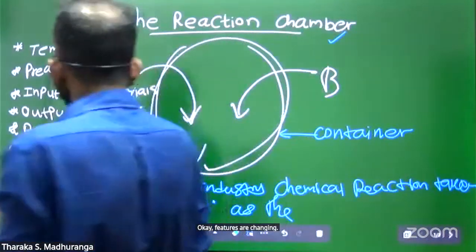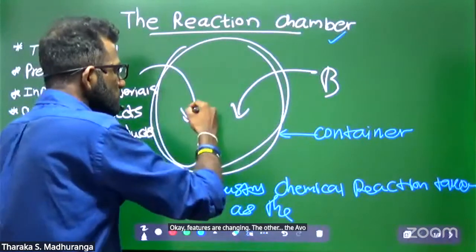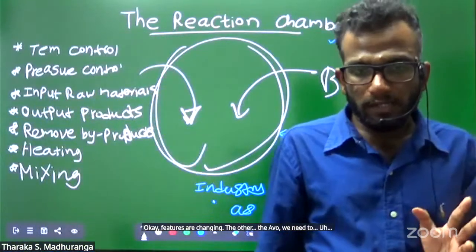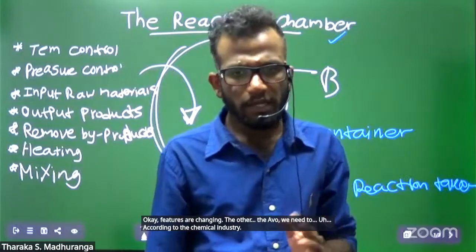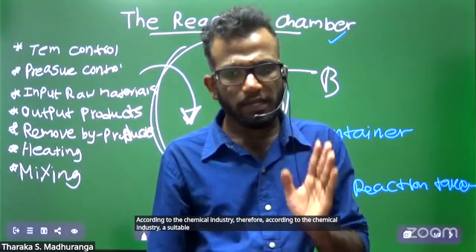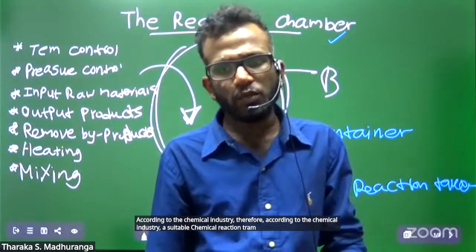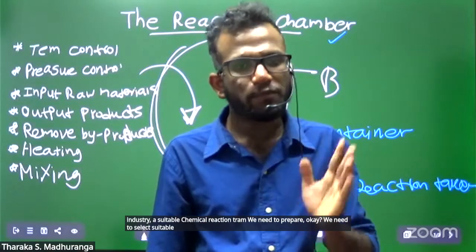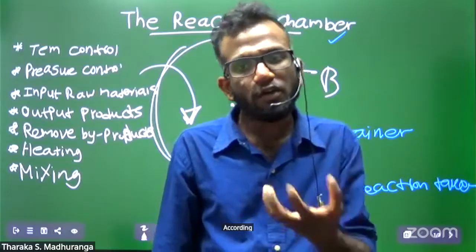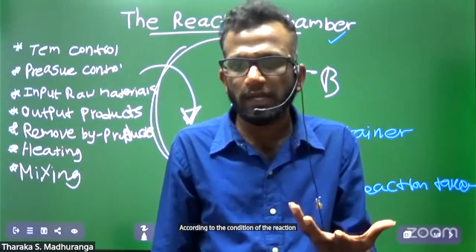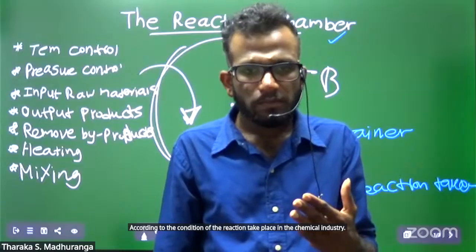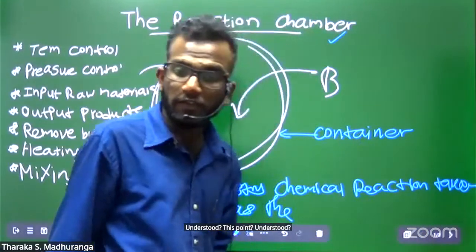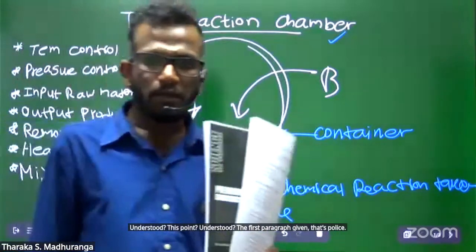Therefore, according to the chemical industry, we need to select a suitable chemical reaction chamber for the conditions of the reaction taking place in that industry. Understood this point? Understood? The first paragraph given is this. Are you good?